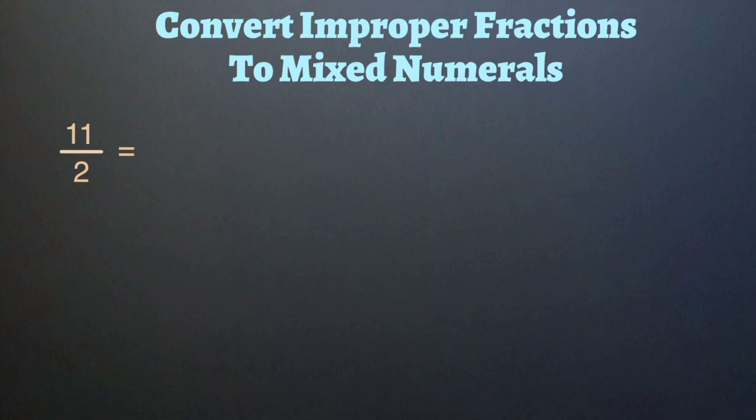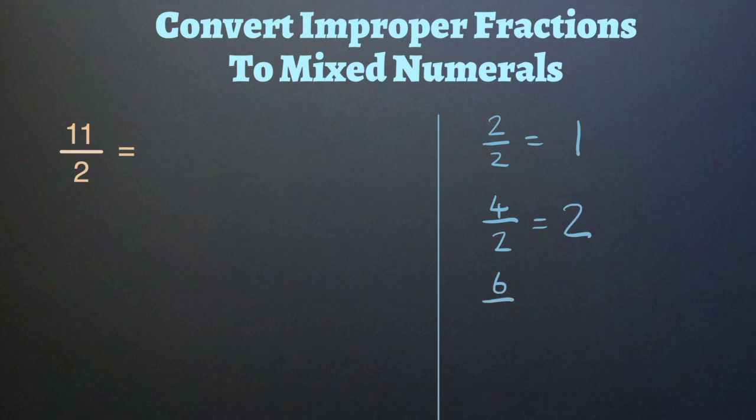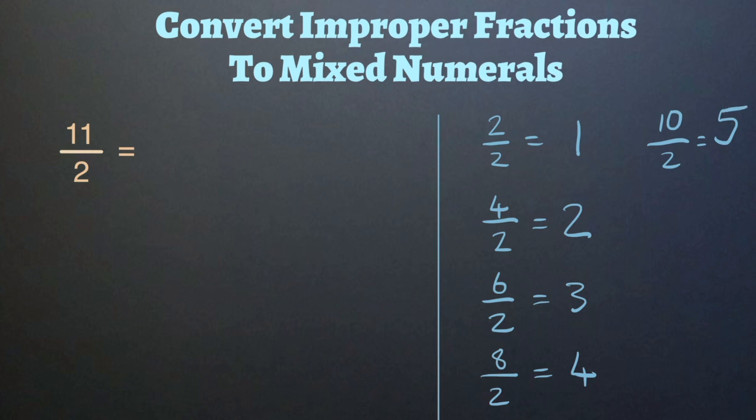All right, so I've got 11 halves this time is equal to, let's make some space. So I know 2 halves is equal to 1. 2 more halves is going to give us 4 halves, is going to be equal to 2. 6 halves is going to be equal to 3. 8 halves is going to be equal to 4. And 10 halves is going to be equal to 5. I'm going to stop there because I'm up to 10 halves already and I've only got 11 halves to work with.